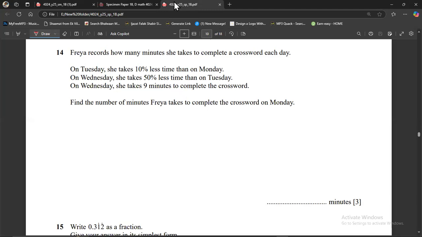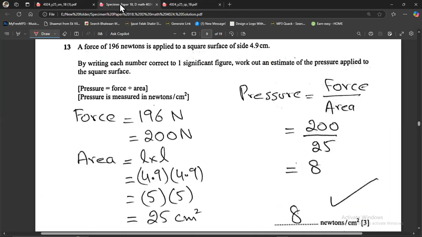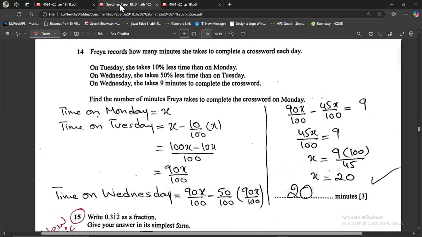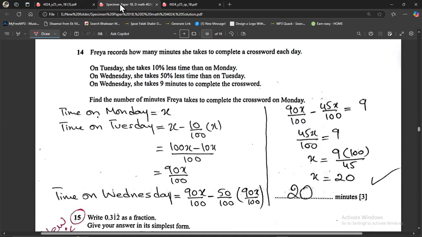So we will suppose that on Monday she takes x minutes, and then we can work on it. So suppose that the time taken on Monday by Priya is x. Time on the Tuesday is 10% less than the time taken on the Monday. So it will be x minus 10% of x. I will take the LCM. So 100x minus 10x divided by 100. And that is 90x by 100.